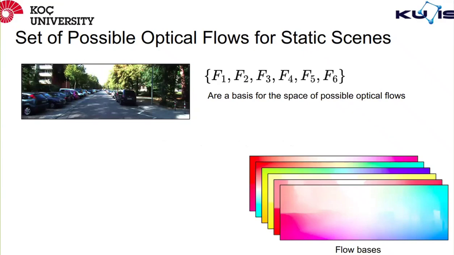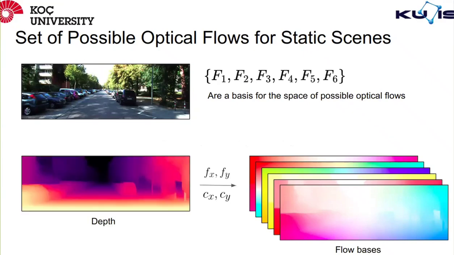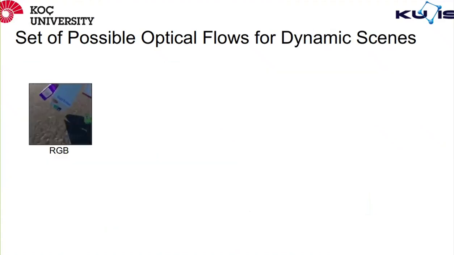It has been shown that each of these flow vectors can be calculated using the depth map of the scene and the intrinsic camera parameters. In practice, knowing the actual values of the intrinsic camera parameters is not necessary, and we simply assume that the horizontal and vertical focal length are equal to each other and that the principal point of the camera is at the center of the image.